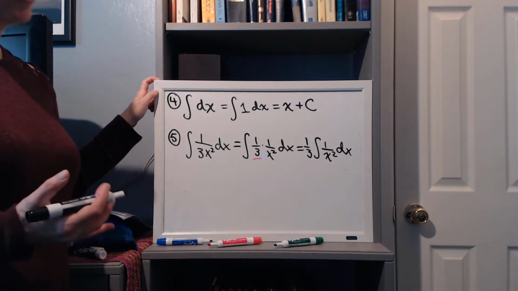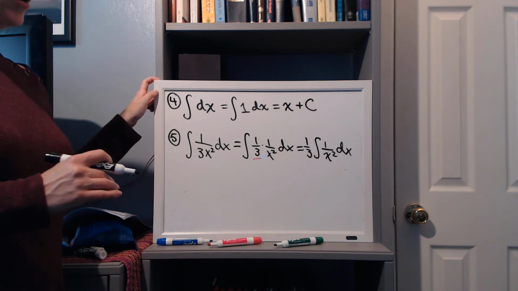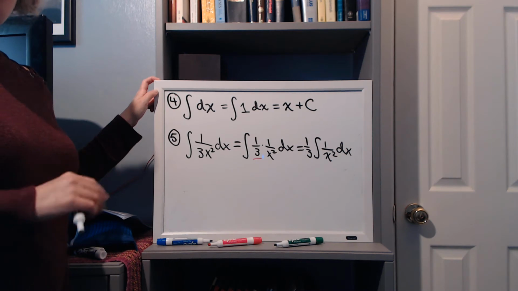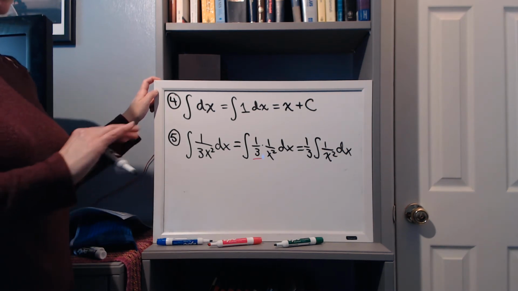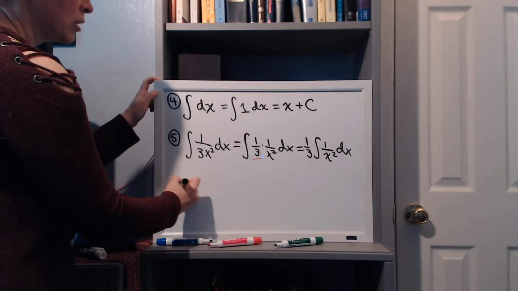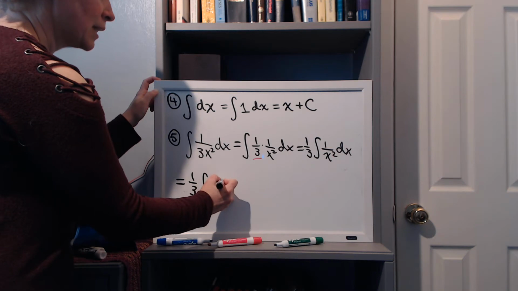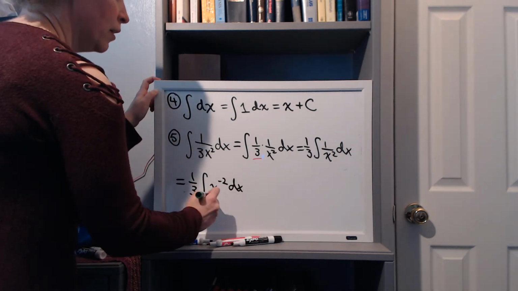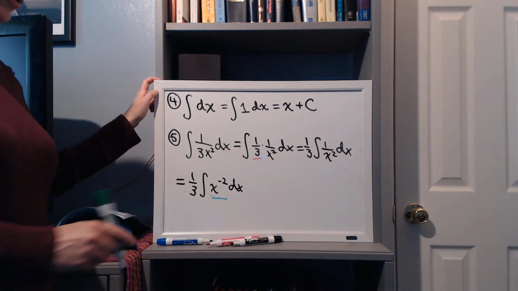And now, just like with derivatives, sometimes it is easier for us to work when our expressions in this form, where we've got these rational expressions, are actually written in the exponential form, where we're just looking at the powers. So I'm going to rewrite as 1/3 times the integral of x to the negative 2 dx.